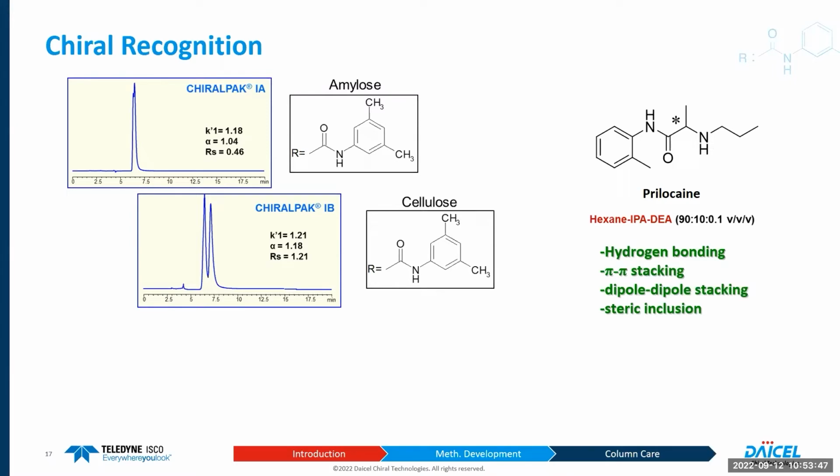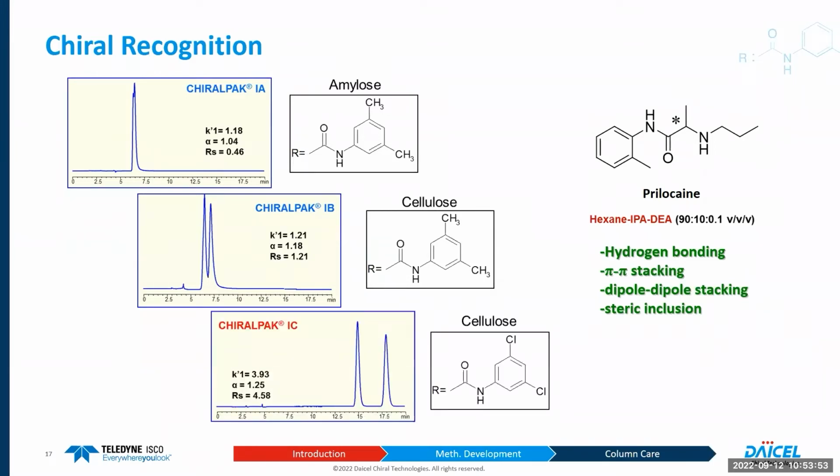And if you change the electronics of the chiral selector from 3,5-dimethyl to 3,5-dichloro, which is Chiralpak IC, you now have a nice baseline resolution. Again, no changing of the mobile phase and no changing of the analyte, only changing the chemistry of the column. So it makes it very complicated to take a starting material and predict what conditions are going to work well.